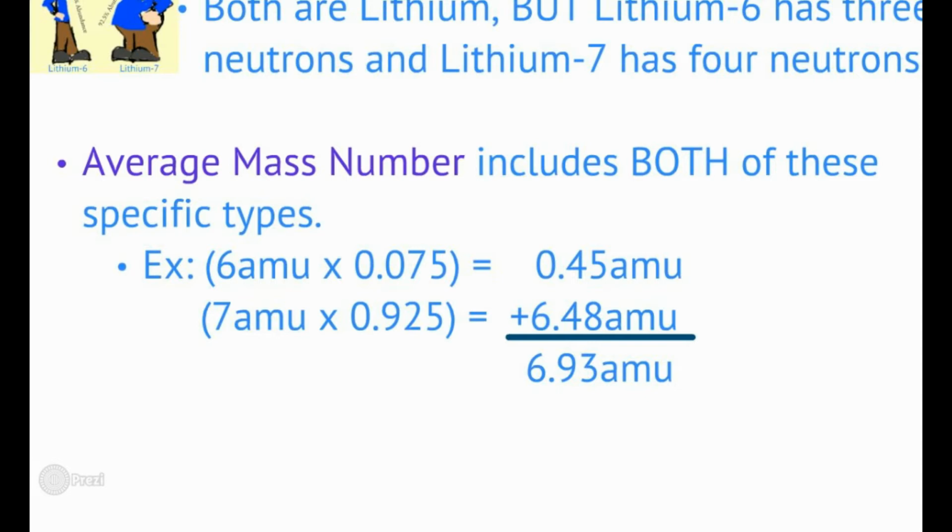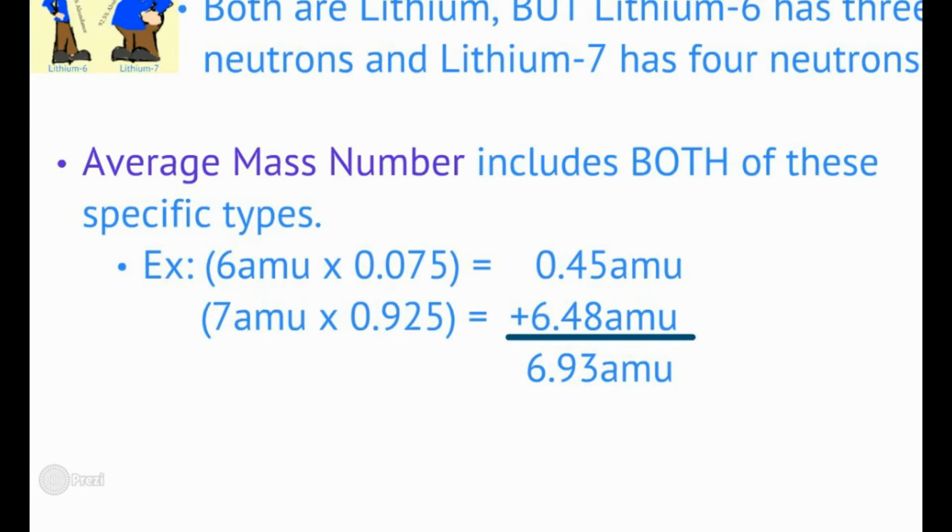Okay, so average mass number includes both of these specific types. So how did we figure it out? We took those percents earlier. We moved the decimal over twice to put it in decimal form before figuring out how much of that is a percent. So for example, there was only 7.5% of the lithium-6. What we did was just multiply that and we get 0.45.